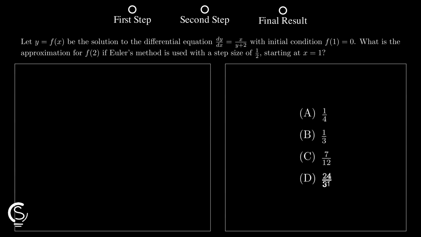Start at x equals 1 and y equals 0. The slope is x divided by y plus 2, which is 1/2. Multiply by the step size of 1/2.